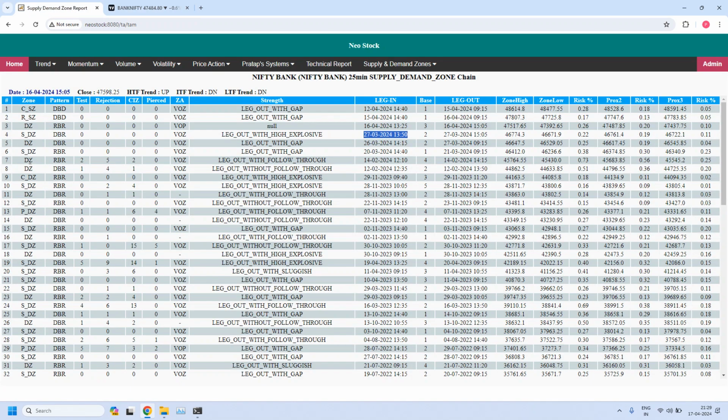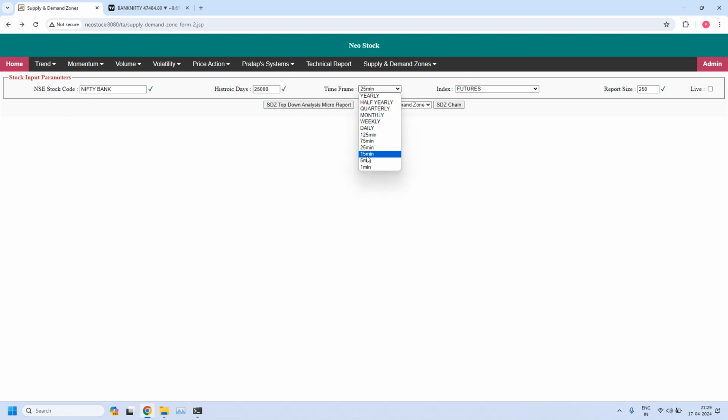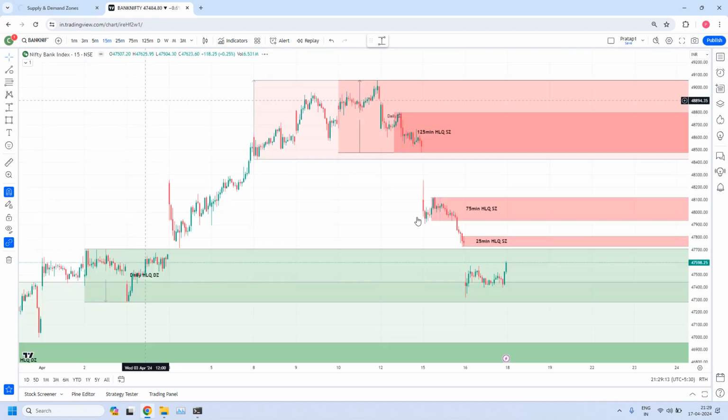And now please look into the other zones also. You have to draw them. I'm just focusing on the immediately available demand and supply zones. Now let's go to the 15 minutes time frame. Here also I'm changing the time frame to 15 minutes.